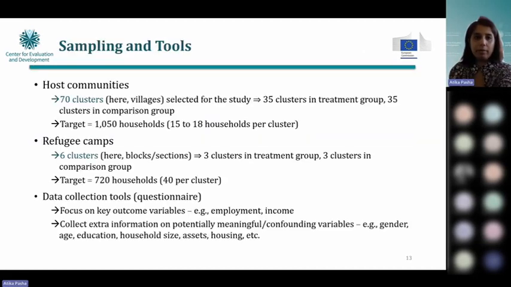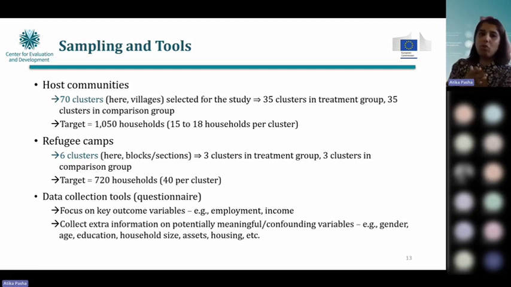Right. So let's talk about the data very quickly. We have host communities because it's targeting host and refugee communities. These are 70 clusters through which we were targeting 1,050 households in our sample. In the refugee clusters, we had refugee camps. We had 6 clusters through which we were targeting 720 households. Within each type of clusters, the division was pretty equal.